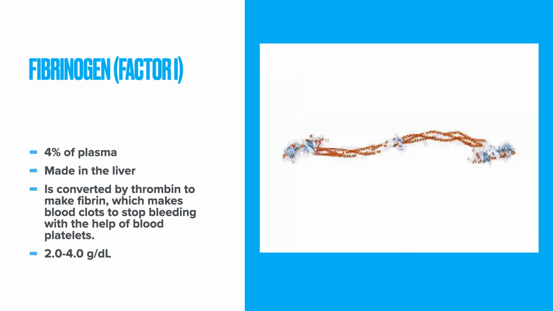Fibrinogen, also called factor 1, accounts for approximately 4% of the plasma. It's also made in the liver, and it's converted by thrombin to make fibrin, which makes blood clots to stop bleeding with the help of blood platelets. Normal levels of fibrinogen are around 2 to 4 grams per deciliter. What medication do we carry that might mess with fibrinogen?